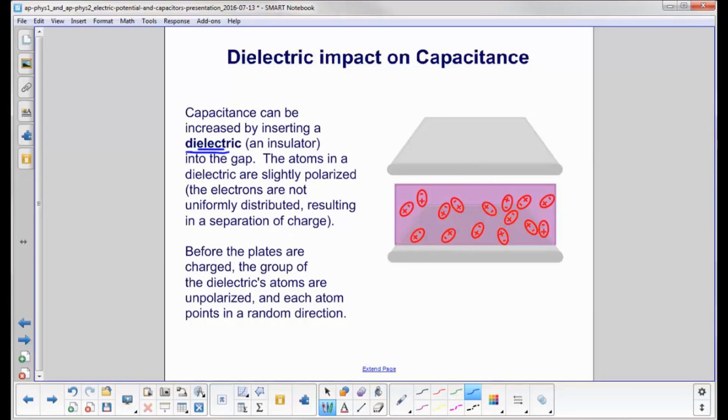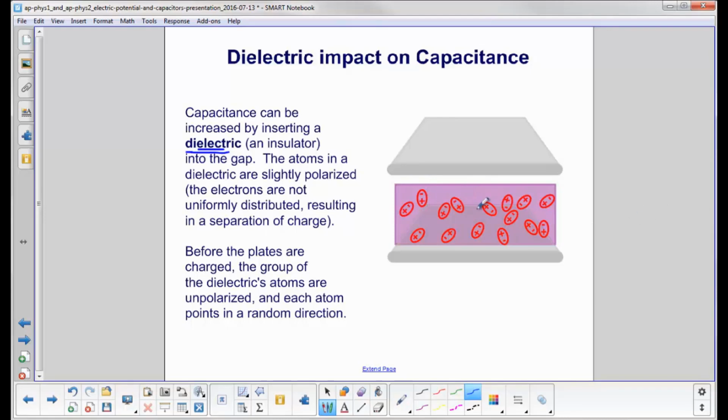The atoms in a dielectric, here are the atoms, are slightly polarized. What that means is the electrons are not evenly distributed throughout the atom or molecule, whatever we're putting in here, so that one side will be a little more positive than the other and the other side will be a little more negative. They'll still be neutral. They'll just be this little shape where this side will be negative, this side will be positive.